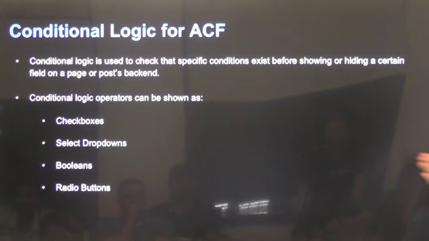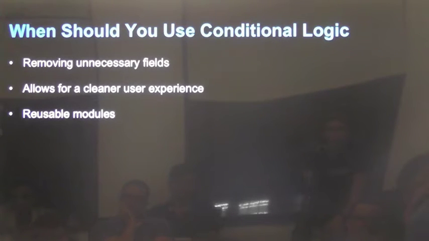And explain it with visuals. So there are 4 logic operators for conditionals: checkboxes, select drop-downs, booleans, and radio buttons. You select whichever one you might need in a certain instance. Basically, conditional logic helps remove clutter on the page. Sometimes if the page has a lot of custom fields, it can become kind of messy and hard to read. So conditional logic is an excellent organizational tool and allows for a cleaner, more intuitive UX.